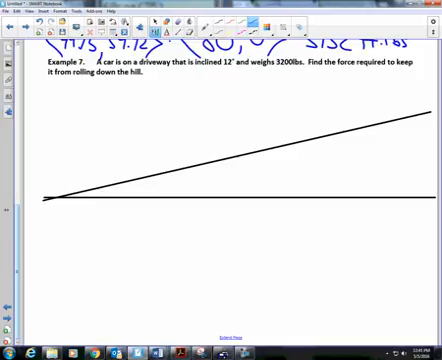All right, a car is on a driveway that is inclined at 12 degrees. 12 degrees.